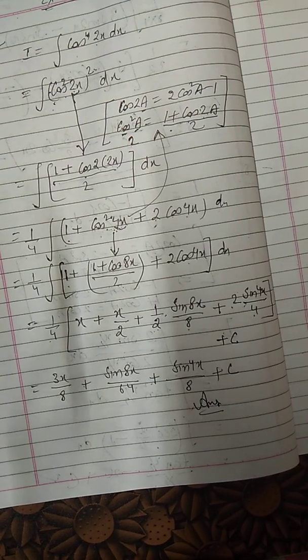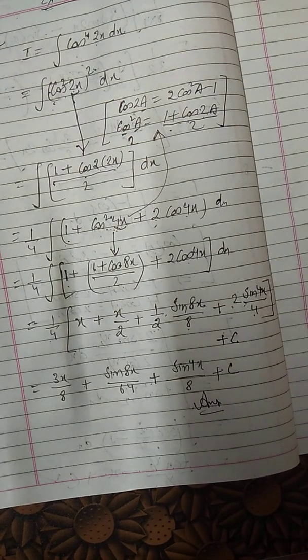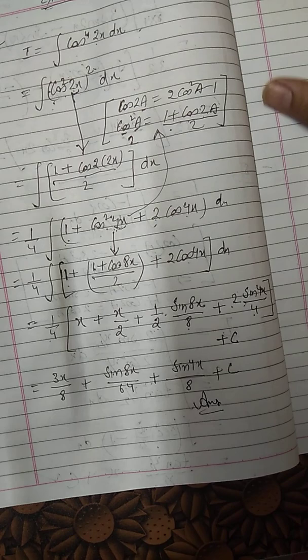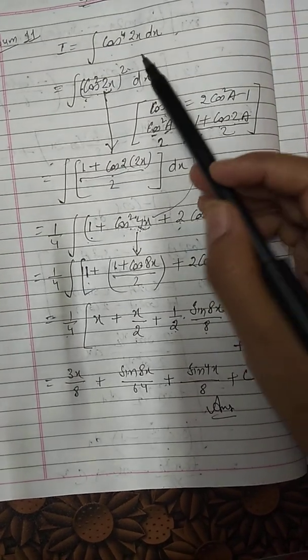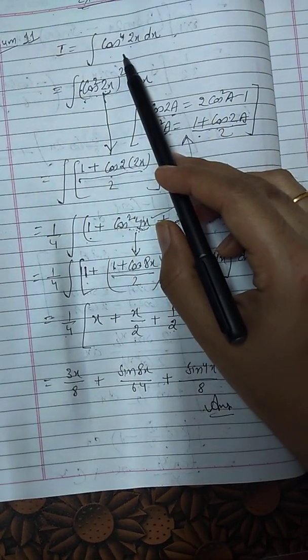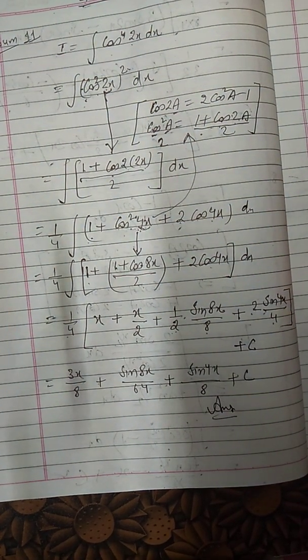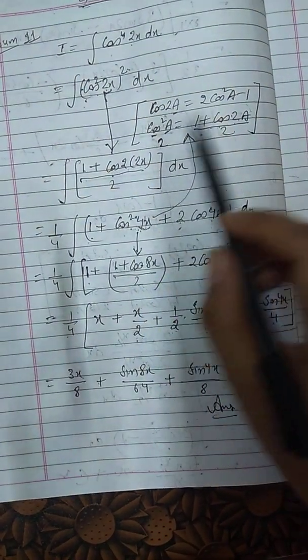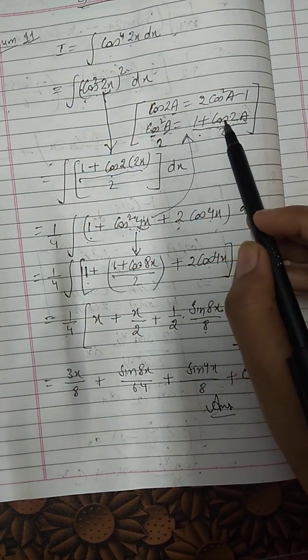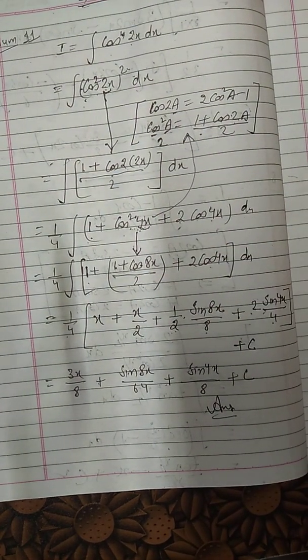So if you were having a doubt in sum number 10, sum number 10 also we will be doing the same way. Instead of cos raised to power 4, we have sin raised to power 4 of x. The angle is x only, so we will write sin square x whole square, and then sin square x can be written as (1 minus cos 2x) by 2, right?